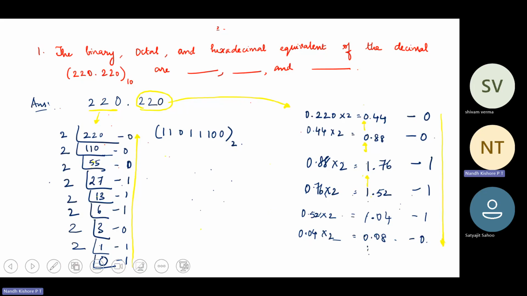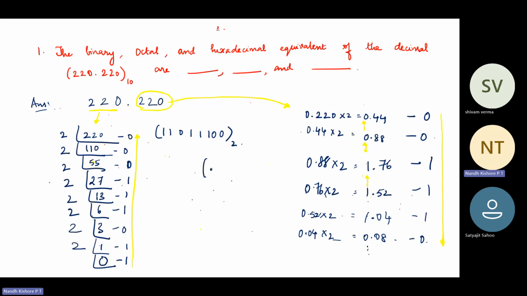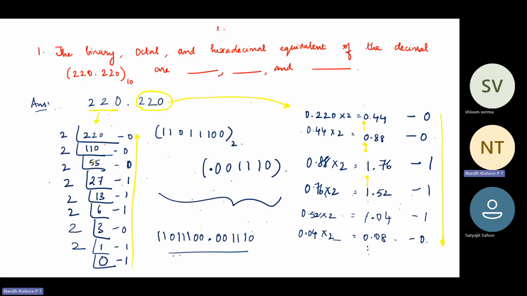Right. So the number after the decimal is going to be 0.0011110. Okay. Therefore, the total number is 1101100.0011110. Okay. This is what is 220.22. Is this fine? So the number before the decimal, you have to divide it by 2, and see the remainder. And the number after the decimal, you multiply by 2 and see the units place. Okay.